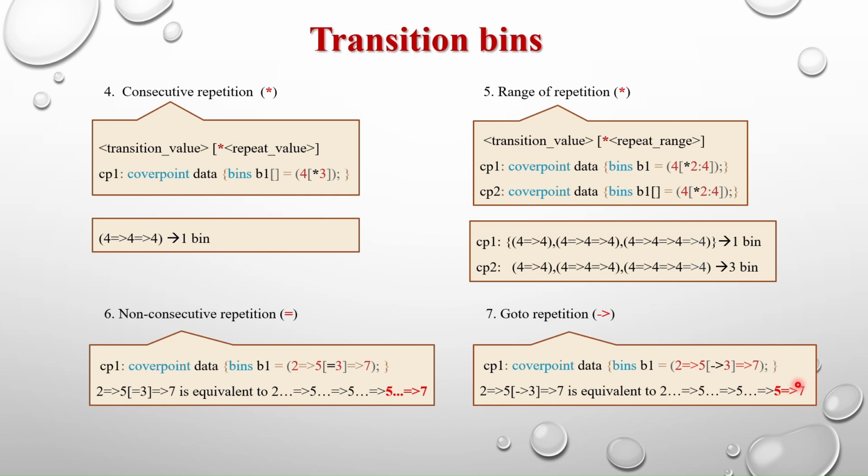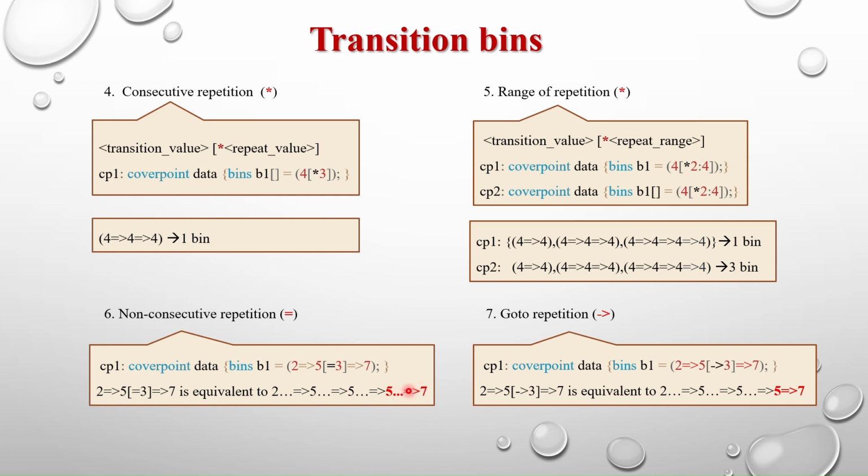There should be no other sampled values between the last occurrence of a repeated value and the transition value. But here any sampled value can come between the last occurrence of the value and the last transition value. So this is the only difference. If you remember this, it will be easy, and it will be the same in assertions also. In assertions also, consecutive and non-consecutive goto repetition will come, and the concept is the same. So goto and non-consecutive is very important. You need to understand this difference.